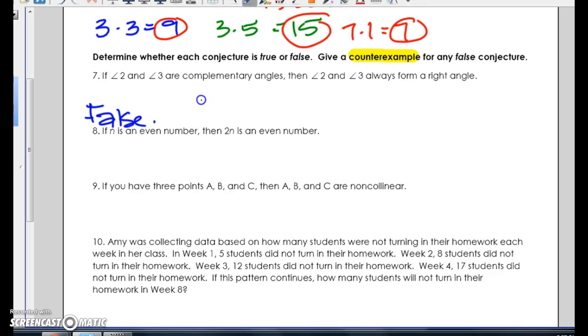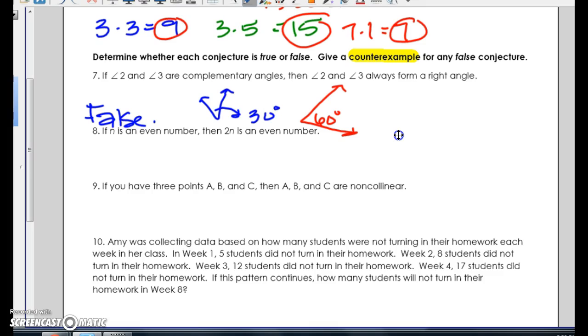So I think we could draw an example. Here, let's call this one angle, and that's going to be 30 degrees. And then if I were to draw its complement over here, where it's non-adjacent, and that can be 60 degrees, those two angles are complementary, but they don't form a right angle because they're not adjacent. So that would be an example of a counterexample.